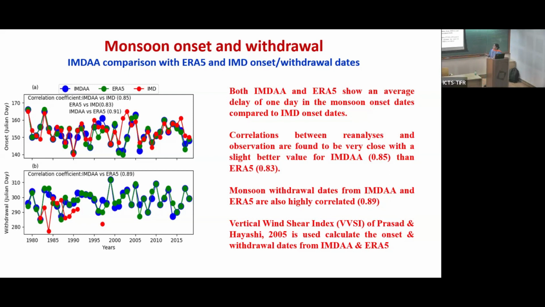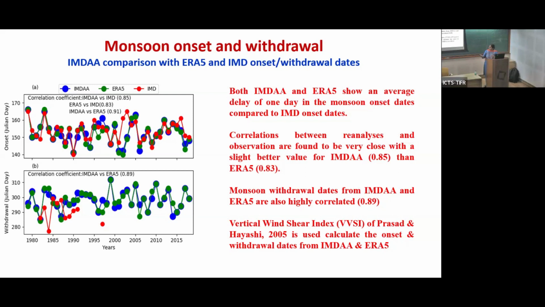the vertical wind shear index of Prasad and Hayashi 2005. That method we used to calculate the onset from IMDA and ERA5. But when we talk about the IMD onset date, it is highly subjective. They see whether there are multiple stations where it is continuously raining, and there are many other conditions also. If these conditions persist for many days, then they declare the onset date, but there is a lot of subjectivity in that.